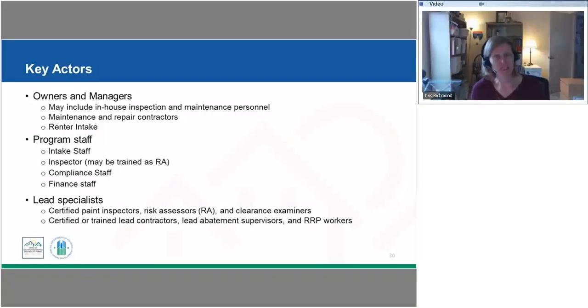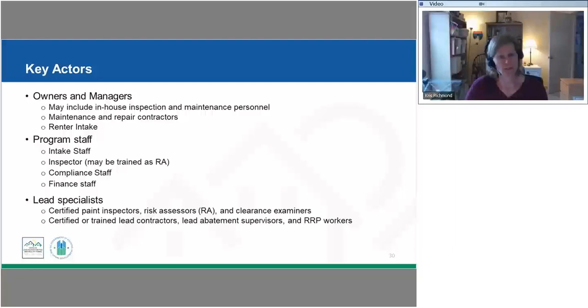So there are many key professionals involved with housing and helping to meet compliance with the Lead Safe Housing Rule. You have your owners and managers. That could include your in-house inspections and your maintenance personnel, someone who's doing the maintenance and the repair, perhaps someone doing the applications. We have our program staff.